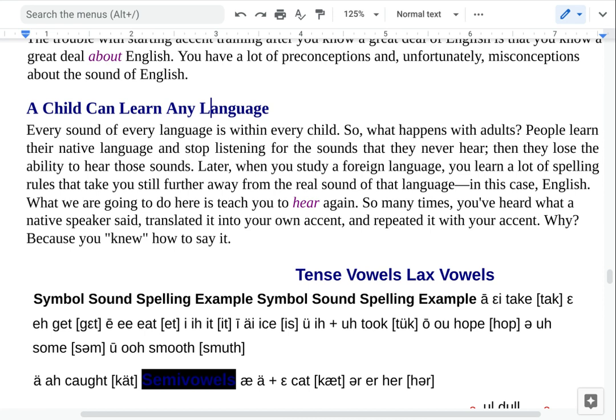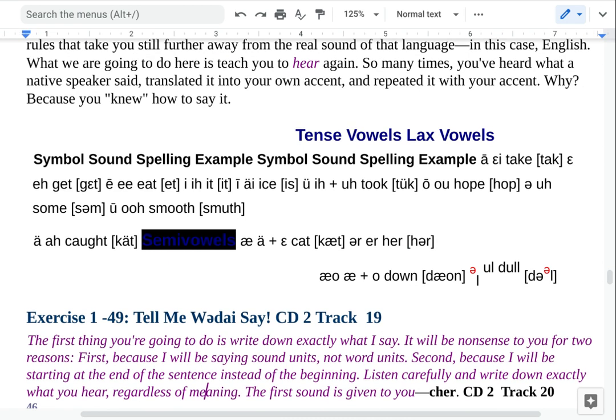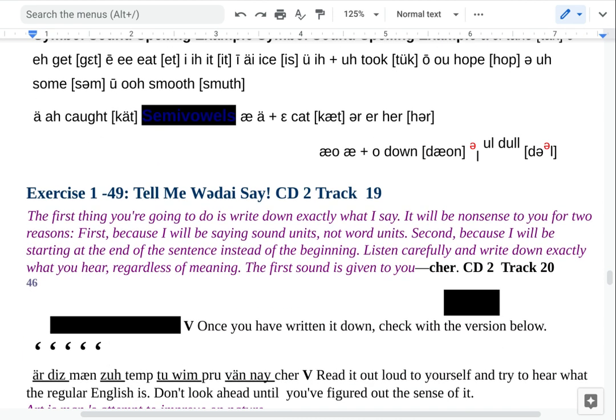Exercise 149. Tell me what I say. The first thing you're going to do is write down exactly what I say. It'll be nonsense to you for 2 reasons. First, because I'll be saying sound units, not word units. Second, because I'll be starting at the end of the sentence instead of the beginning. Listen carefully and write down exactly what you hear, regardless of meaning. The first sound is given to you.